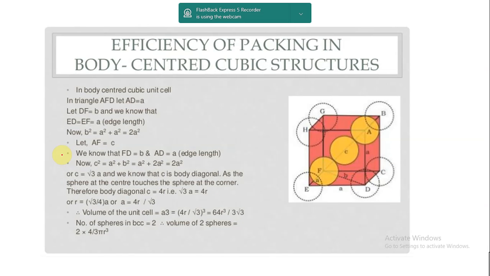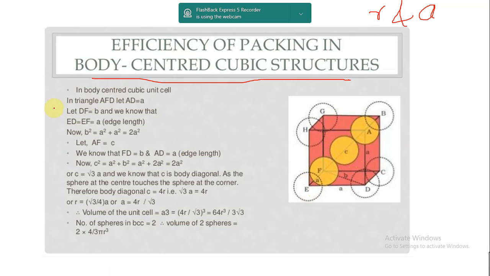So we have to see the efficiency of packing in body centered cubic structures. For that we will first have to calculate the relation between R and A, because in this case the atoms are not joined together. We have seen in the body centered structure that the atoms were not touching because one atom was entirely in the center. So let us see how we can find the relation between R and A.